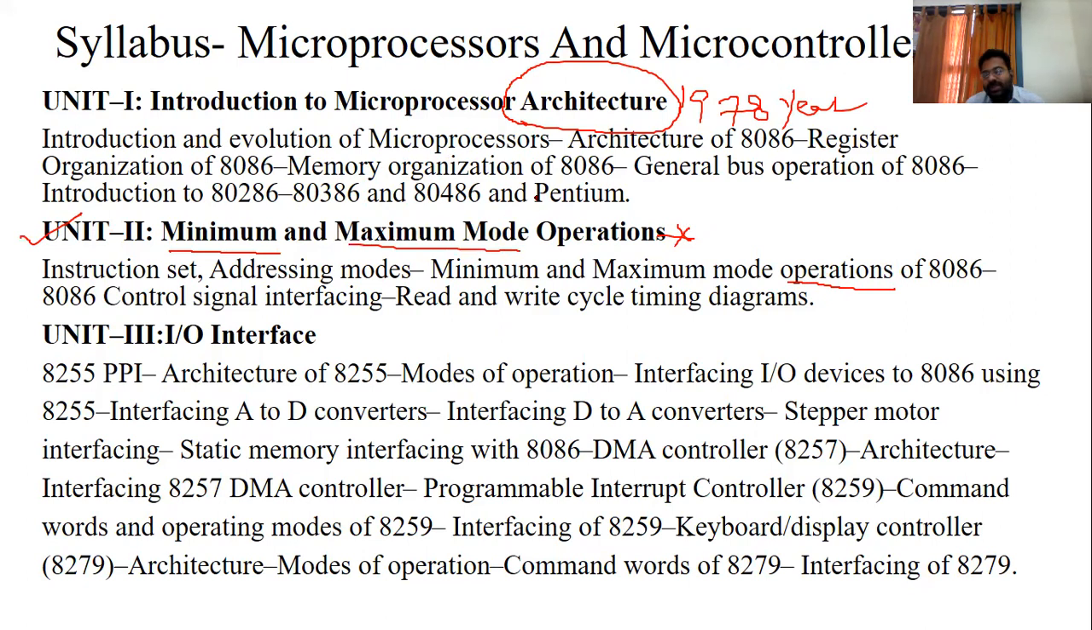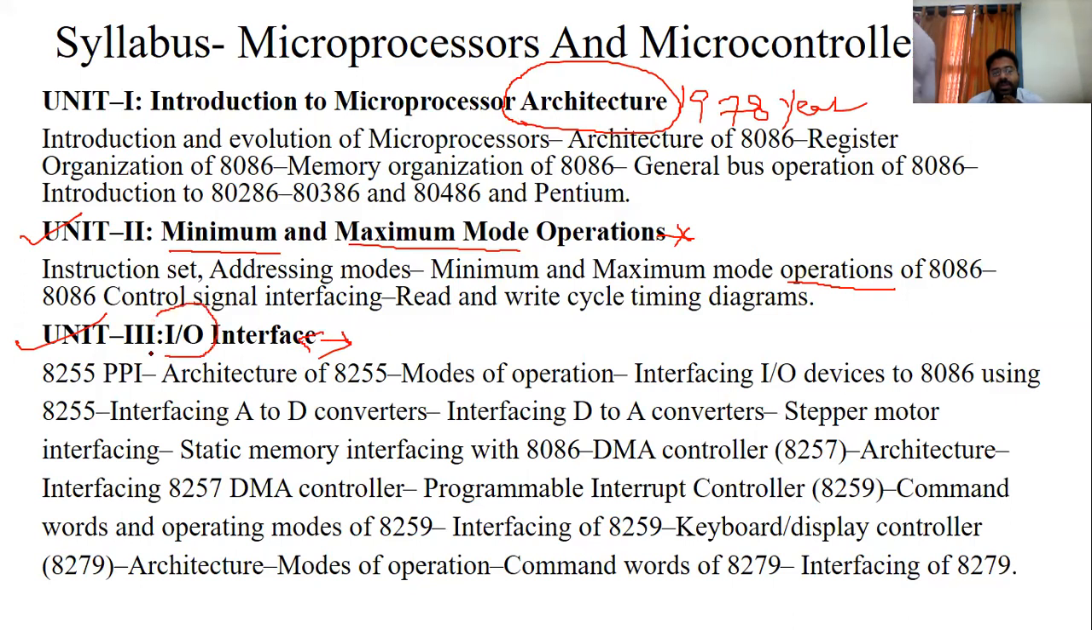So how does this microprocessor switch from minimum mode to maximum mode? Now you will thoroughly study this in Unit 2. Then the third one: what are the different interfacing devices to connect the microprocessor? What is the meaning of interfacing devices?